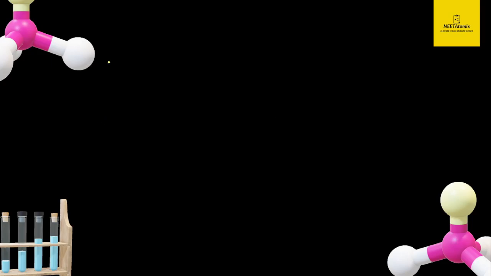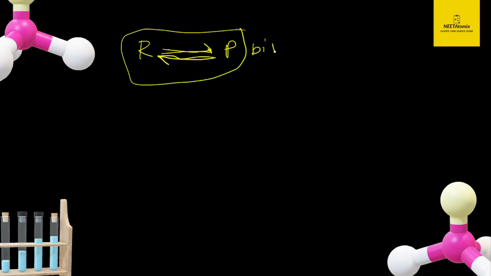Next we will be proceeding to reversible reactions. The reversible reactions are the reactions which convert from reactants to products and from products again to reactants, meaning they take place in both directions, the forward direction as well as the backward direction, bidirectional. The forward reaction takes place from left to right and the backward reaction takes place from right to left.